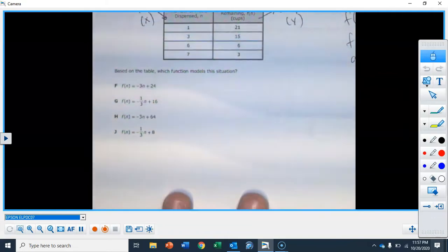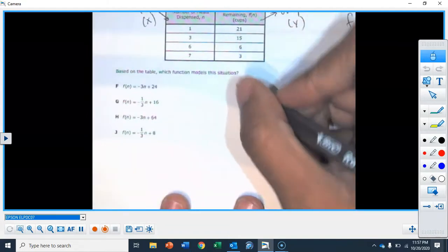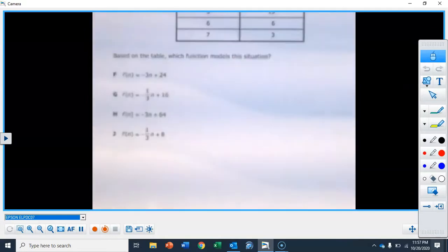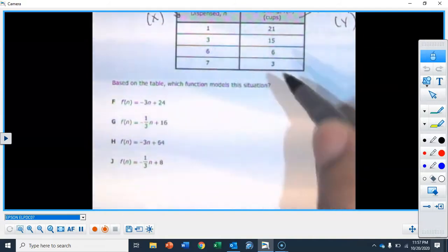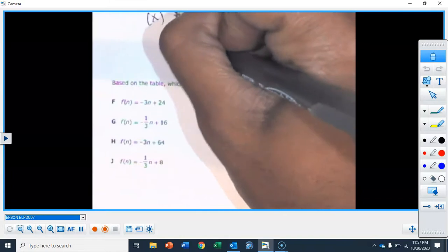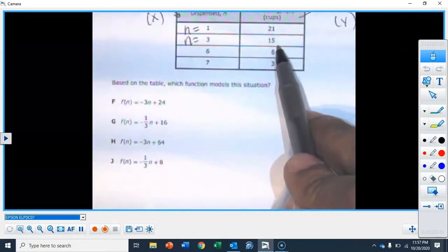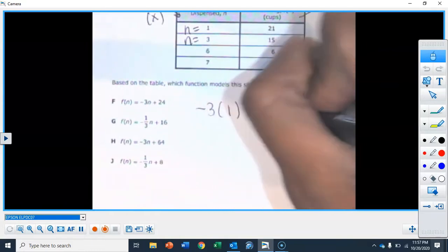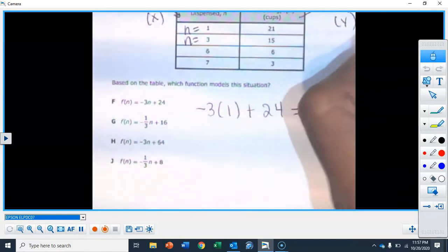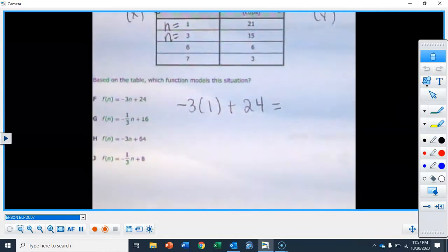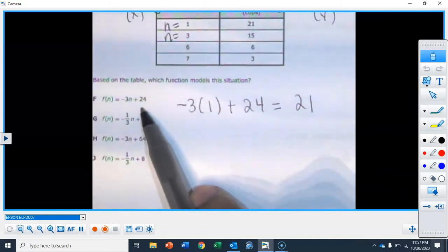Okay, so first one, let's do -3 times n plus 24. So we're going to plug in right here, n is equal to 1. We're going to plug it in, see if we get 21. N is equal to 3. You're going to plug it in, you're going to get 15. So you get -3 times 1 plus 24. And then, of course, 24 minus 3, yes, that is 21. Okay, so we still like this answer choice.